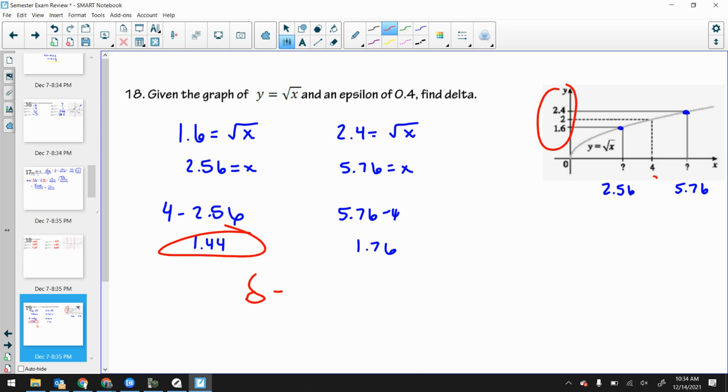Oh, that's a funky looking delta. 1.44. That gets me closer on either side. It actually gets me closer than I need to on the right side. 1.44 above 4 is 5.44, right? That's my upper boundary, because it needs to be the same on the upper and lower boundary for my x.